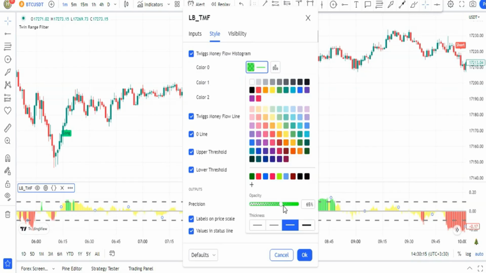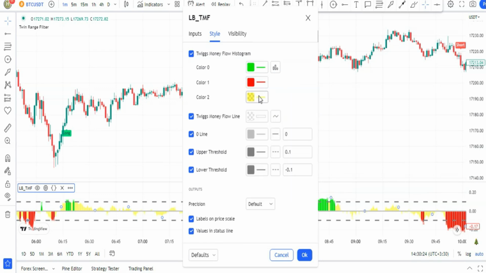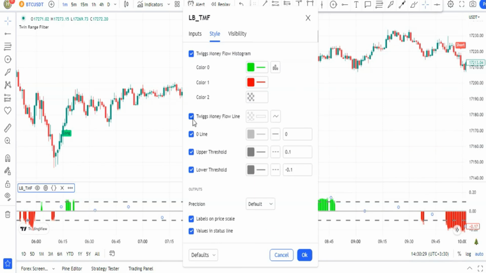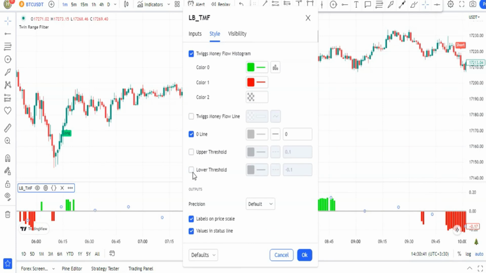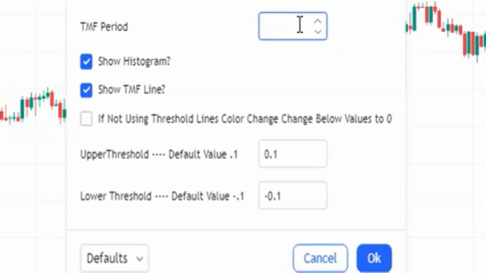In the style, change the opacity of colors 0 and 1 to 100%. Then change the opacity of color 2 to 0%. After that, disable Twix money flow line, upper threshold and lower threshold. Then in the inputs, change the TMF to 4, upper threshold to 0 and also the lower threshold to 0.